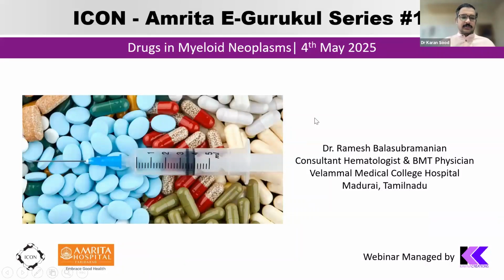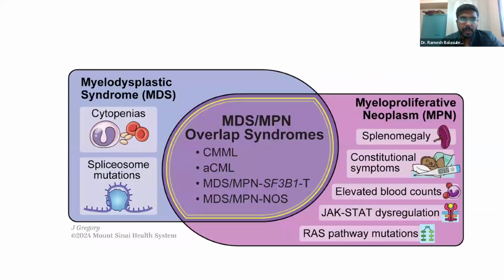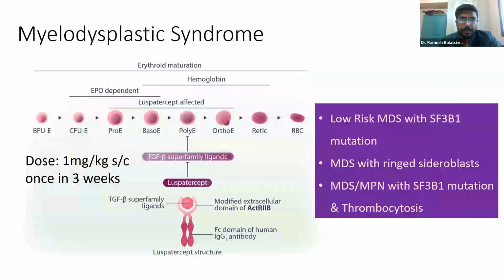Yes, visible. So we'll start with the drugs in myeloid neoplasms. We'll be covering the drugs used in AML, acute myeloid leukemia, and myelodysplastic syndrome, and what are the drugs used in MDS/MPN, myelodysplastic syndrome/myeloproliferative neoplasm, overlap syndromes, as well as in MPNs.